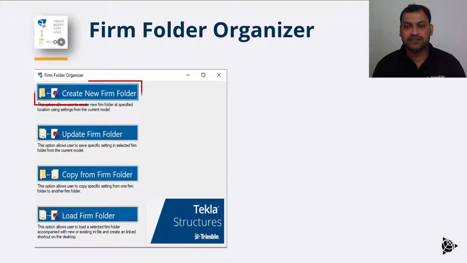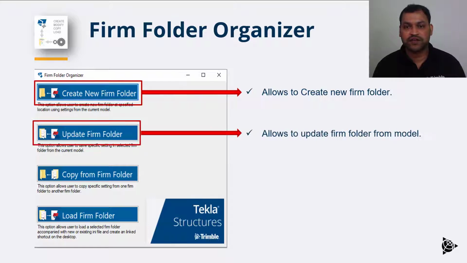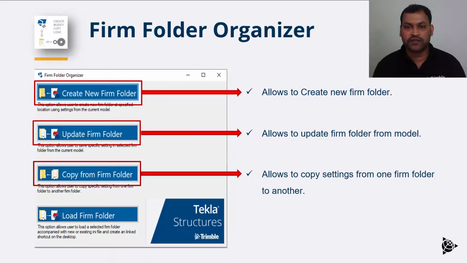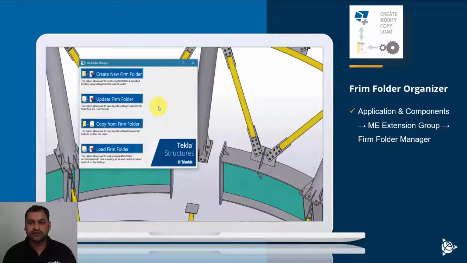The functions in this tool allow you to create a new firm folder or update any changes to the existing firm folder, or you can copy a firm folder and rename it to a new one. And also you can create a desktop shortcut link to the firm folder. This extension can be found once you install it. It will be available in the Applications and Components under the ME Extensions.